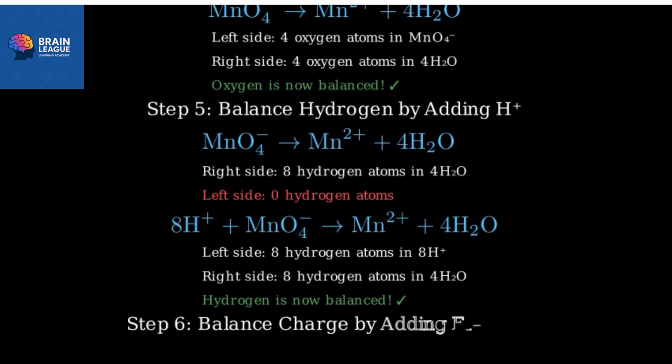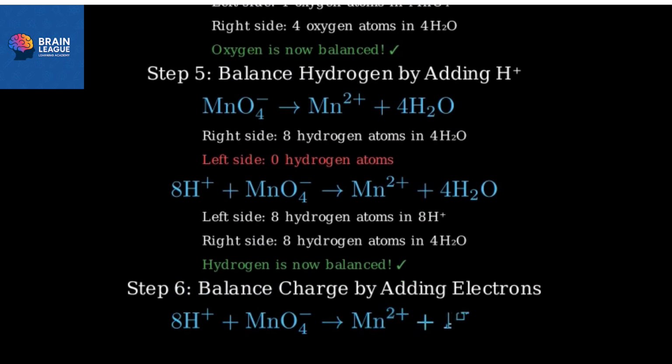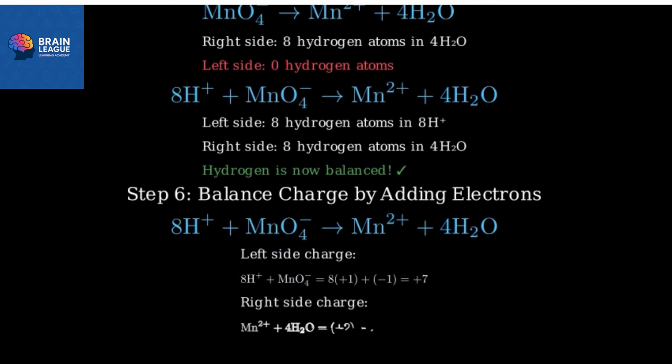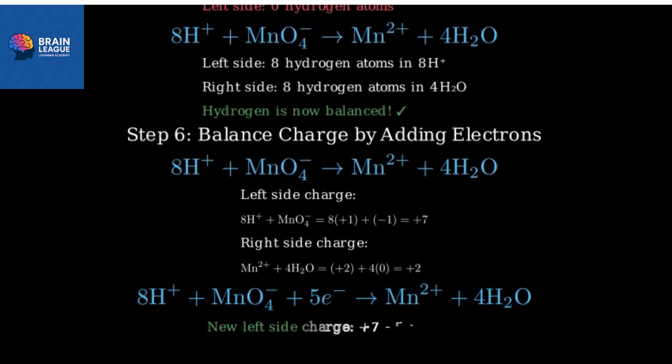Step 6. Balance the charge in each half reaction by adding electrons. Let's start with the reduction half reaction. On the left side, we have 8 H+ ions with a charge of +8 and 1 MnO4- ion with a charge of -1, giving a total charge of +7. On the right side, we have 1 manganese 2+ ion with a charge of +2 and 4 water molecules with no charge, giving a total of +2. To balance the charge, we need to add 5 electrons to the left side. This will reduce the left side charge from +7 to +2, matching the right side.